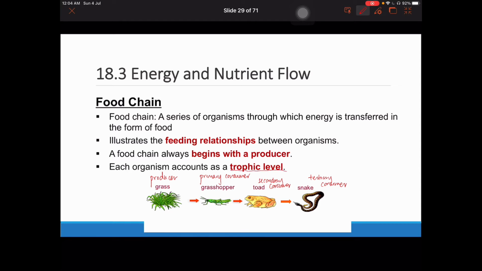Now, from now onwards, we seldom describe it as, okay, this is the first one, second one, third one, fourth one. We actually use this thing called trophic levels to describe them. So producers are what we call the first trophic level in this case. The grasshoppers are the second trophic level. The toads are the third trophic level, and the snake is the fourth trophic level. So it depends on which stage you are looking at within a food chain. Okay, so if there's one more after the snake, that will be called a fifth trophic level.